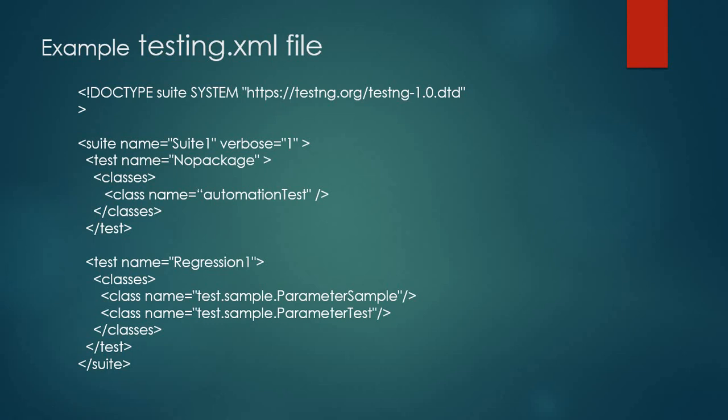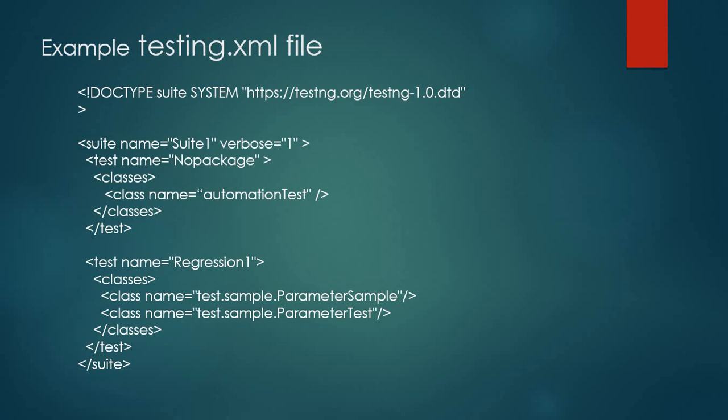The main use of TestNG XML is to create multiple tests, handle multiple classes, and run the test dependencies. All these things can be done while executing the test using TestNG XML. Here is an example of a TestNG XML file, wherein we have a sample set of data given inside the TestNG XML file.